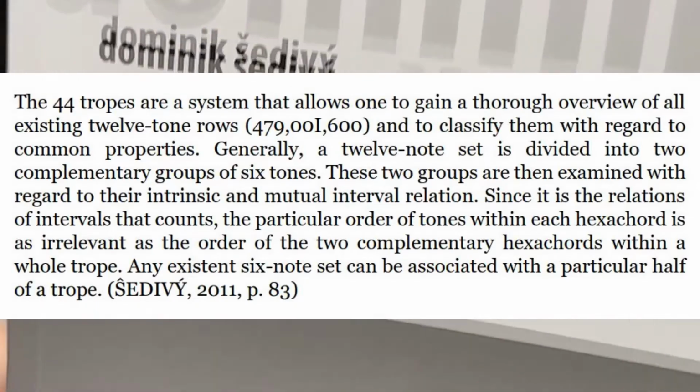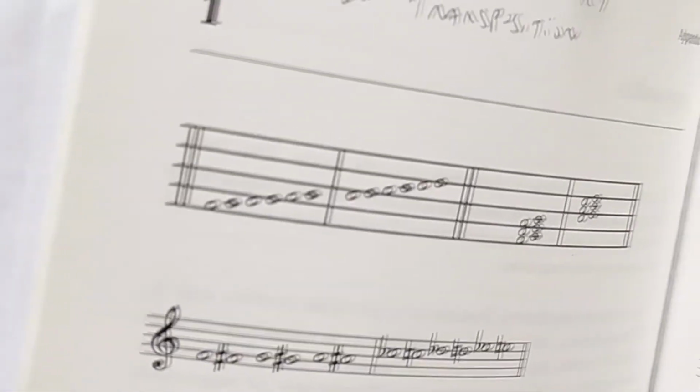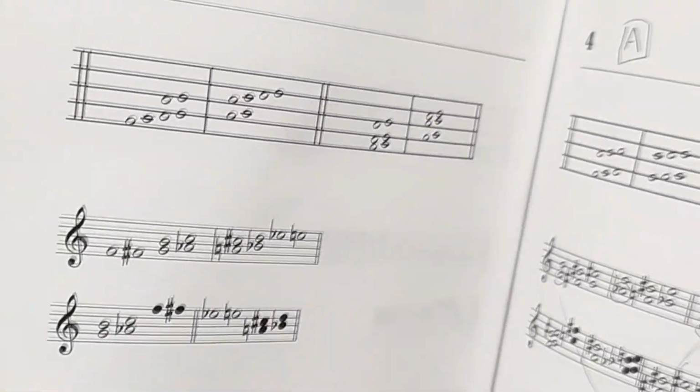In the path to a better understanding of the harmonic materials derived from pitch class set theory, the Hauer system of tropes provides a comprehensive yet summarized insight about how the classes of permutations can be used as melodic and harmonic sources in the 12-tone universe. According to Šedivý, the 44 tropes are a system that allows one to gain a thorough overview of all existing 12-tone rows and to classify them with regard to common properties.